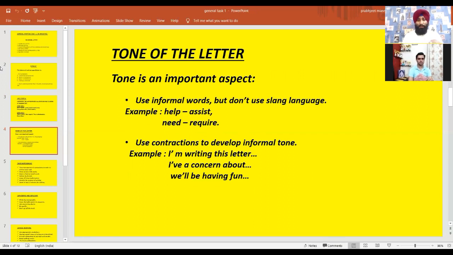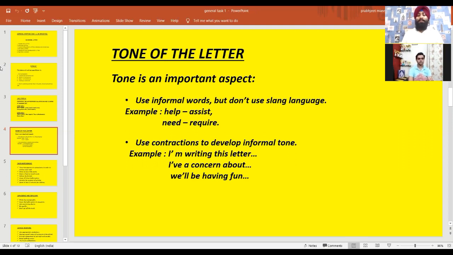Now, what I'm trying to say here is that you must use informal words rather than formal words. But at the same time, don't use slang language. Okay. So you can use help instead of assist. You can use need instead of require. These are just 2 examples. You can learn more informal words which are frequently used in your informal letters.